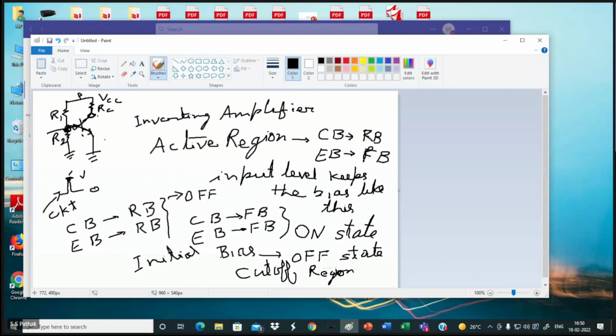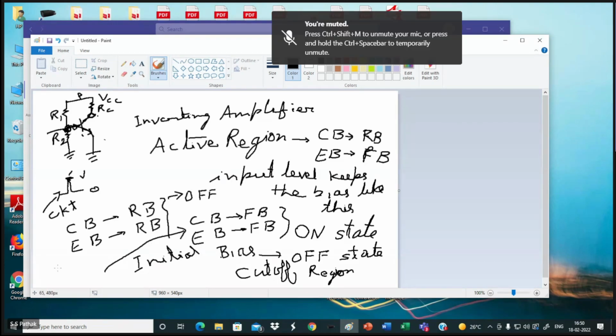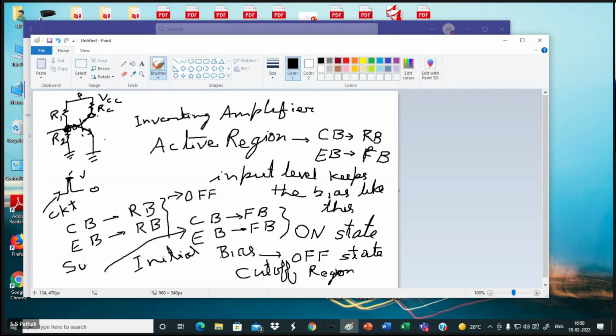And the bias is such that when the amplitude coming from my circuit is applied, it will go to the on state. On state we also call the saturation region. So, saturation region and cutoff region. I have initially biased in the cutoff region.